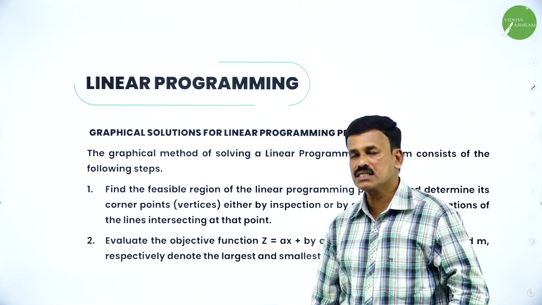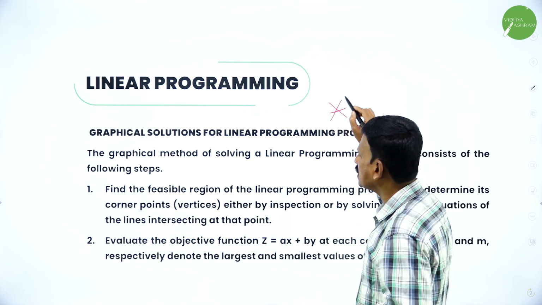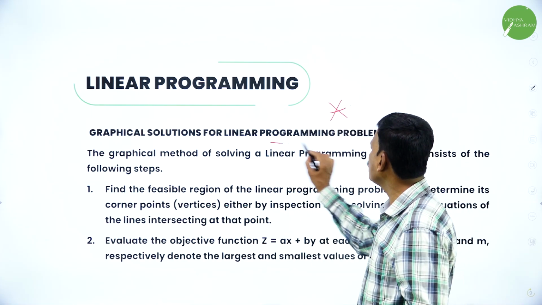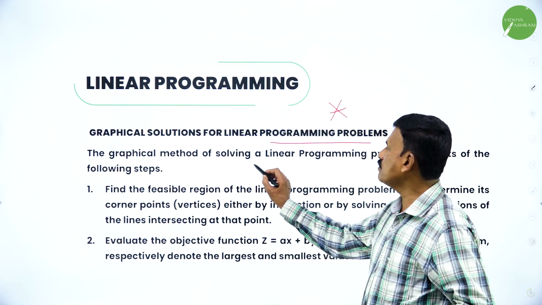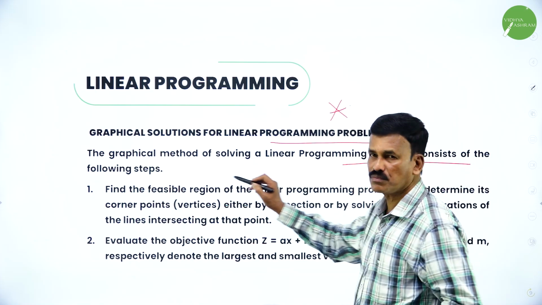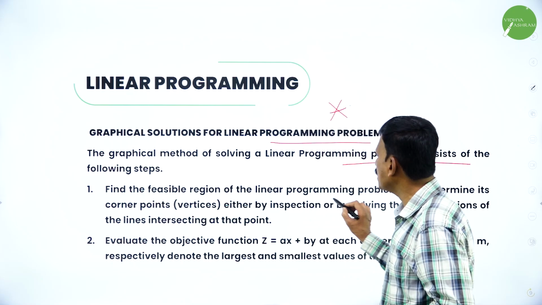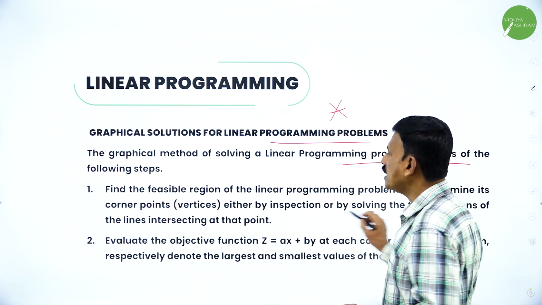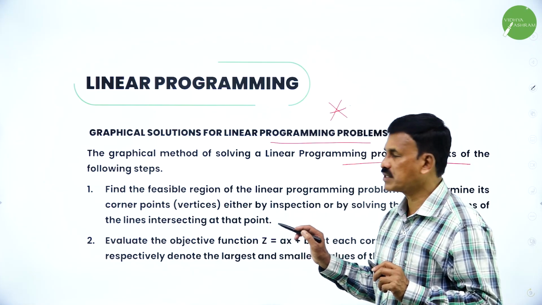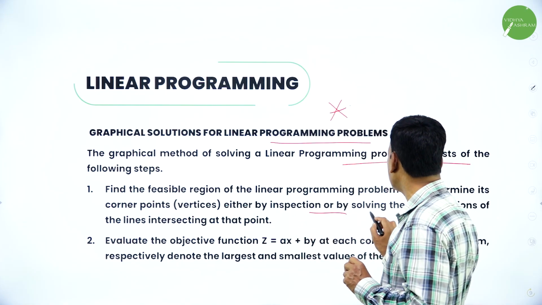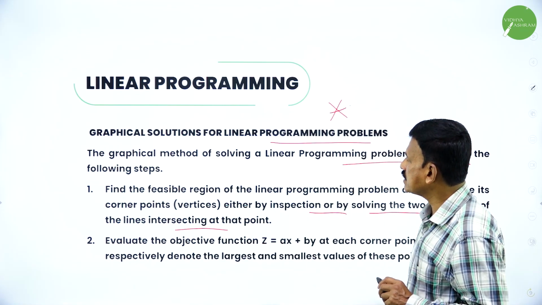Now, let us discuss the graphical method of solving a linear programming problem. This is a very important method. The graphical method consists of the following steps. Find the feasible region of the linear programming problem and determine its corner points, which are nothing but the vertices, either by inspection or by solving the two equations of lines intersecting at that point.